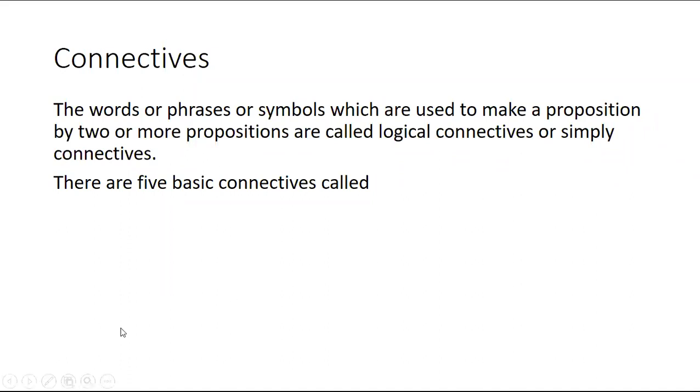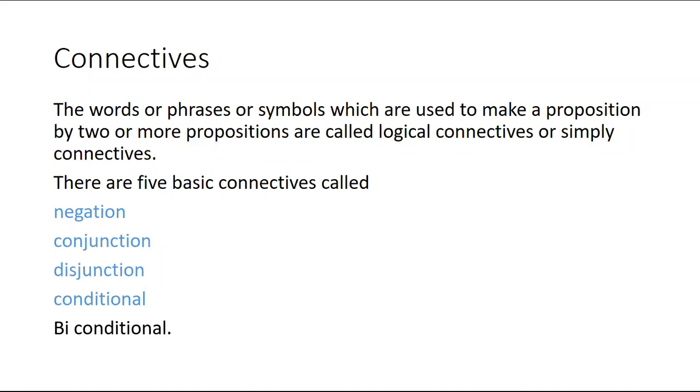Just see this. The words or symbols which are used to make a proposition from two or more propositions are called logical connectives, or simply connectives. There are 5 basic connectives. The first one is negation, second is conjunction, third is disjunction, fourth is conditional, and fifth is biconditional.